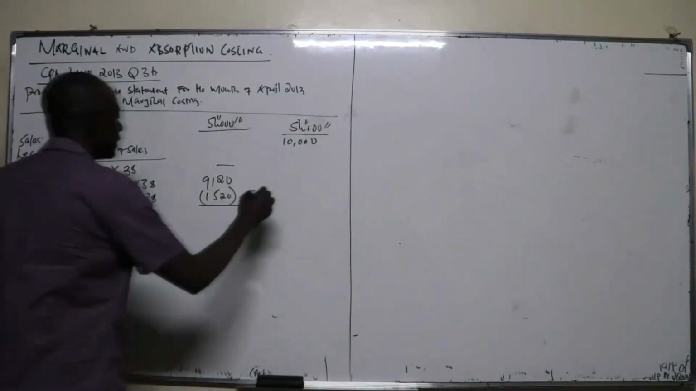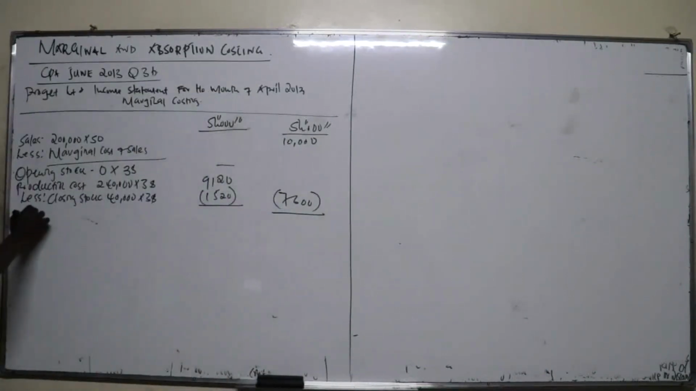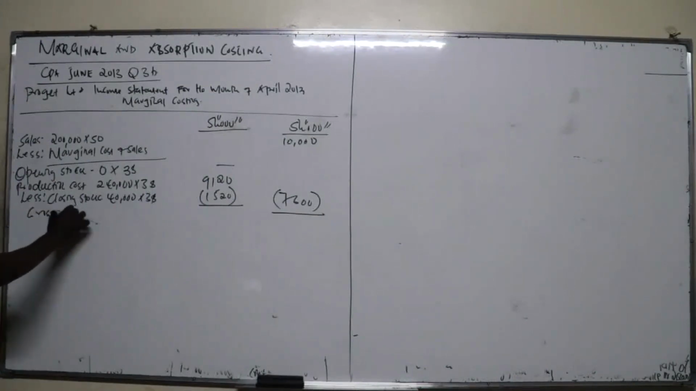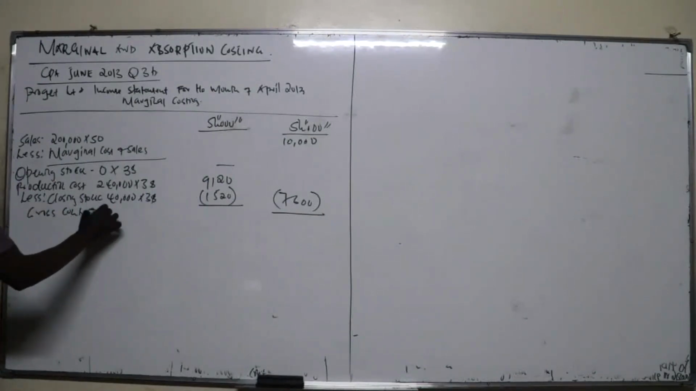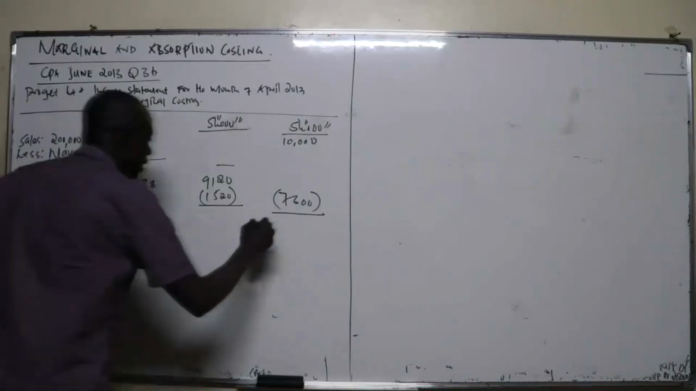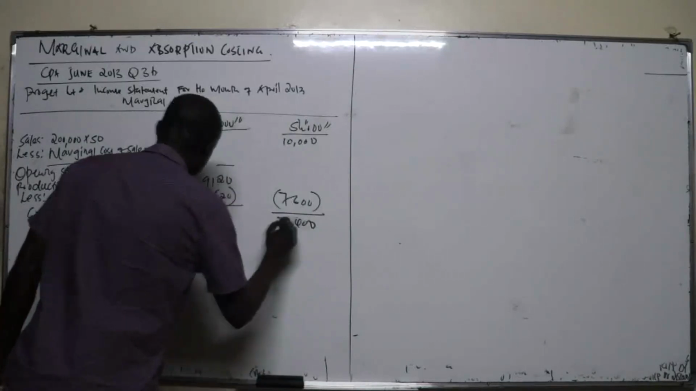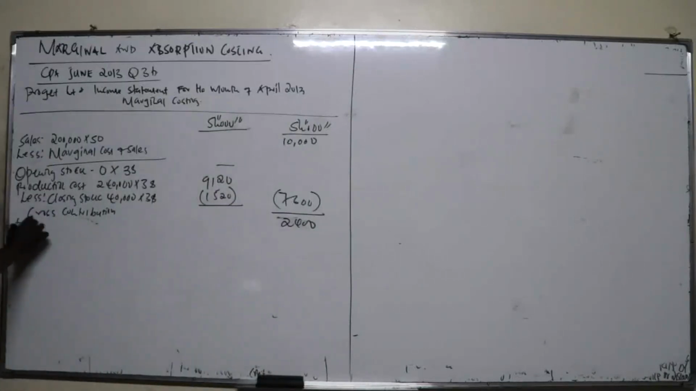So 7,600. Then here you get the gross contribution, or gross marginal profit, 2,400, and then you less variable expenses.